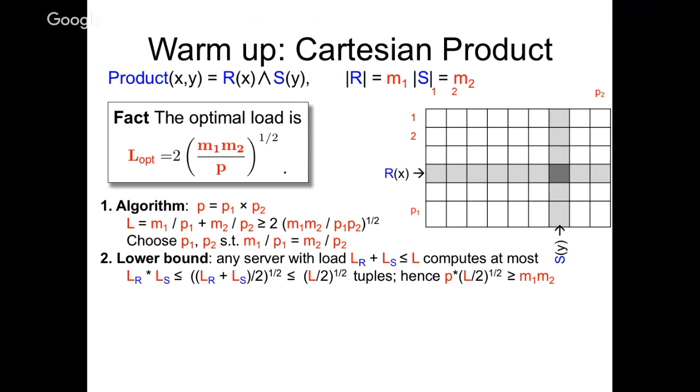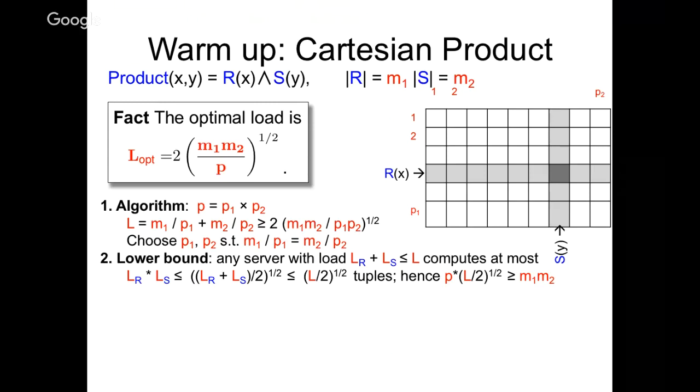Very wide and very opposite of tall, very short. At an extreme, we will have P2 equal to P and P1 just 1. That corresponds to broadcasting R to all the servers. So broadcast is a special case when this matrix degenerates to a vector.